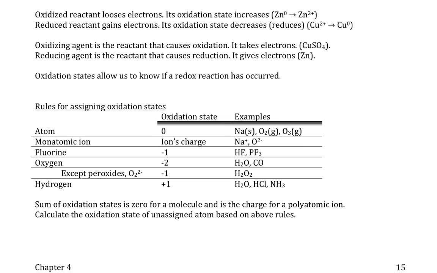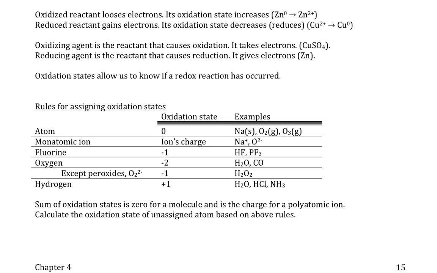When we have fluorine in a compound, its oxidation state is -1, like in HF or PF3. When we have oxygen, its oxidation state is -2, like in water or in CO. But when we have just pure oxygen, like in O2 or O3, its oxidation state is 0. An exception with oxygen is rare, but it's the peroxides. Its oxidation state then is -1.